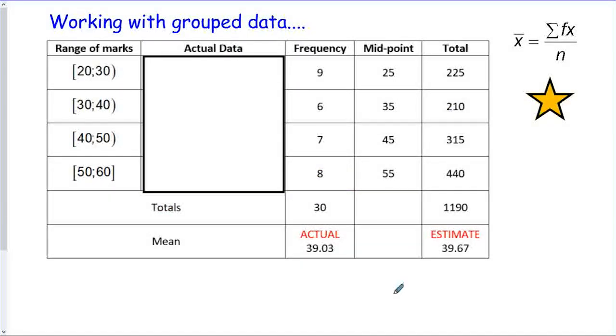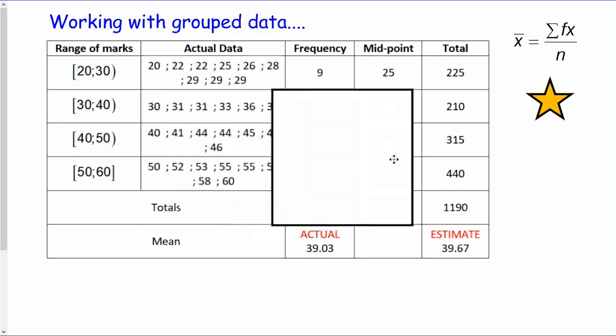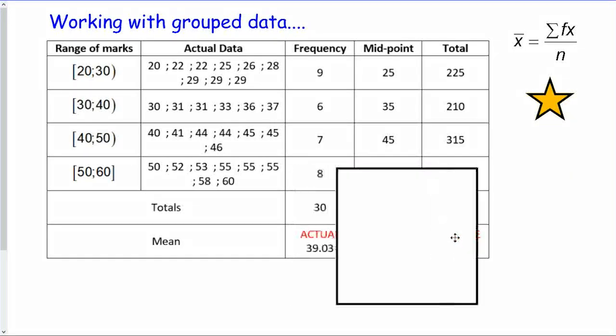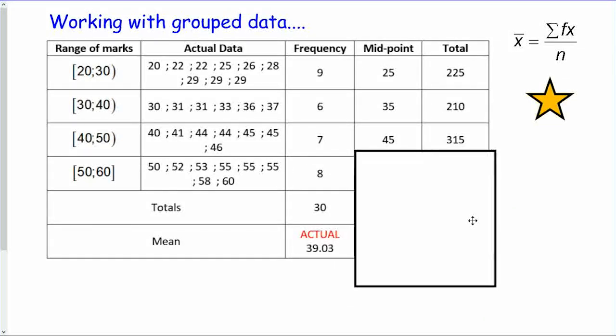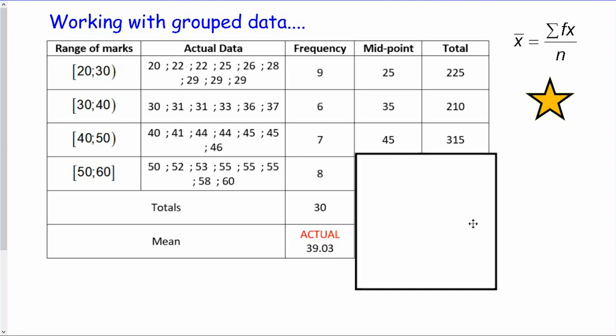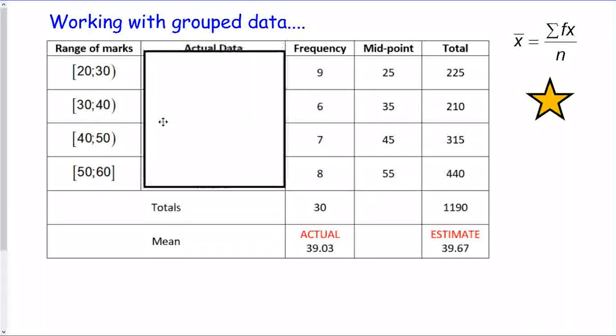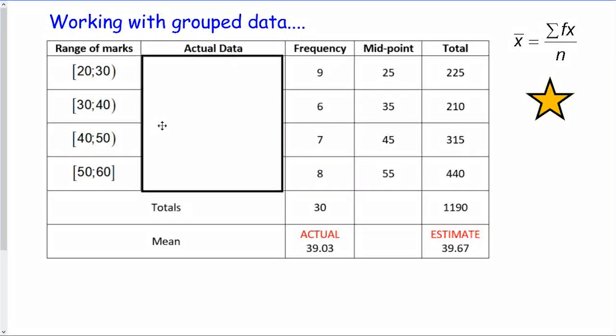Okay, next we're going to talk about grouped data, right? So what I've got here is some actual data, just to illustrate the point. And we can work out, for this actual data, if we type in these actual numbers, we get a mean of 39.03. Sometimes we're not given the actual data. We're just given the grouped data.